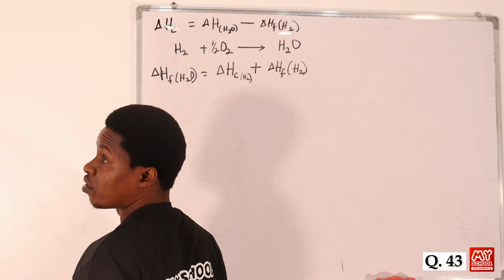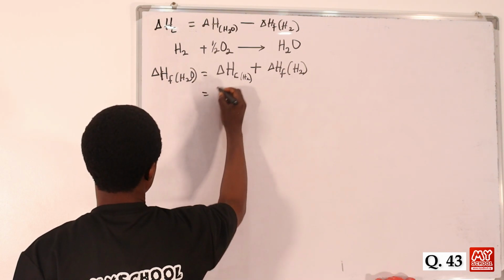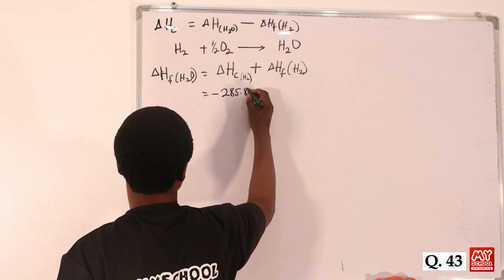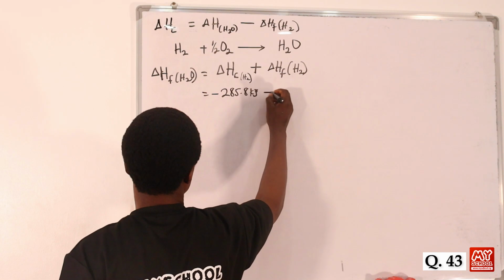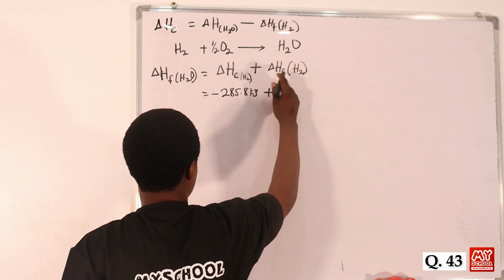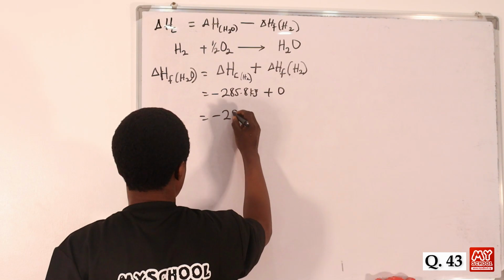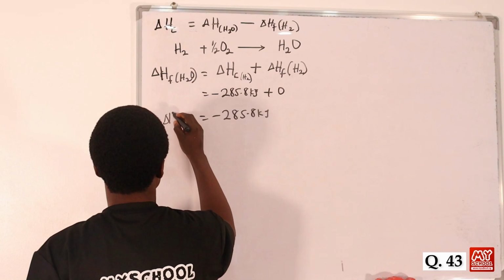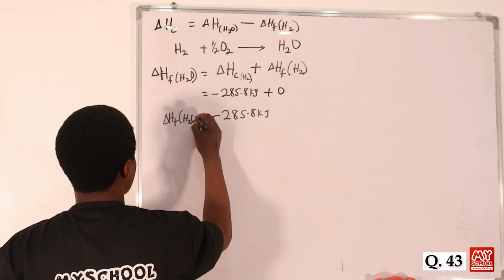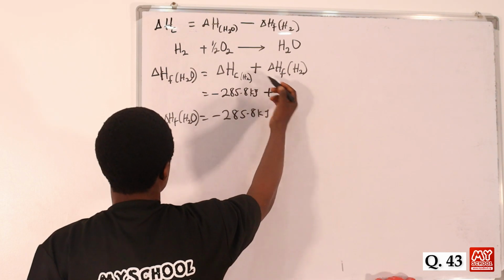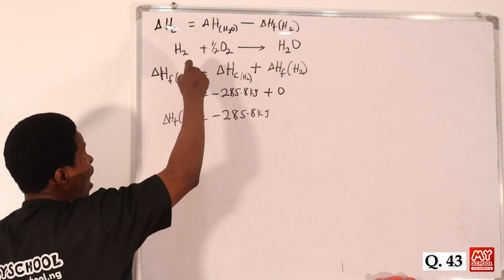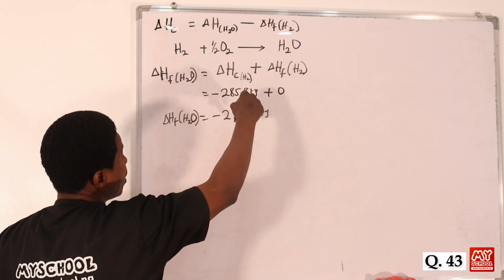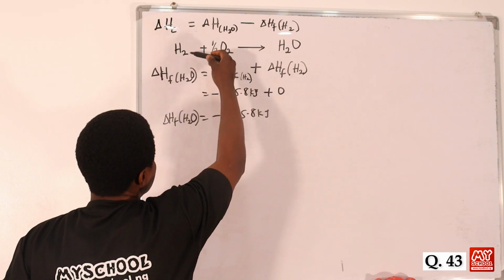So the heat of combustion of hydrogen was given to be negative 285.8 kilojoules. So we have it plus oxygen, which is actually 0. So if you solve that, you still have 285.8 kilojoules. That's what we have as the heat of formation. In other words, the heat of formation of water and heat of combustion of hydrogen are also equal, because there's no hydrogen that is being formed at this point.